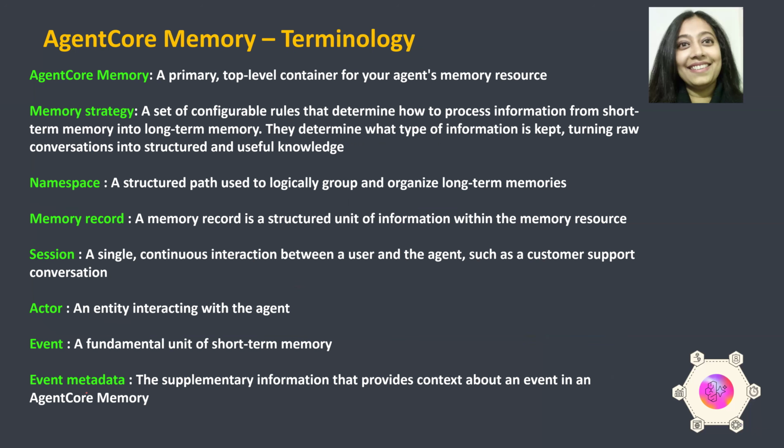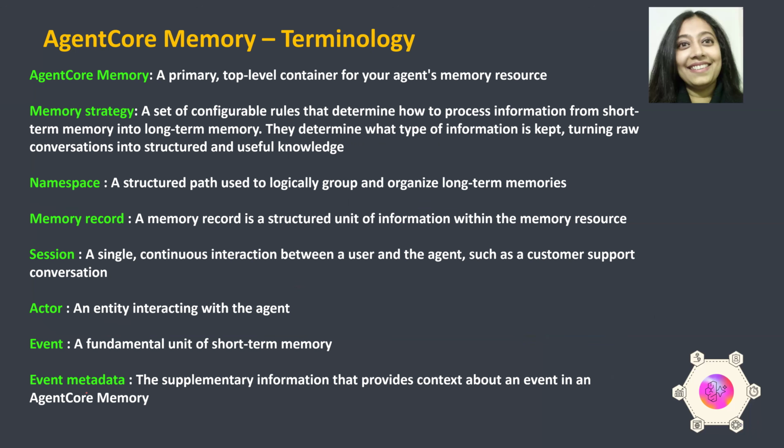Now let us look at some of the key terminologies that are associated with Agent Core memory. First is, what is Agent Core memory by itself? It is nothing else but a top-level container for your agent to store information and data in terms of events.